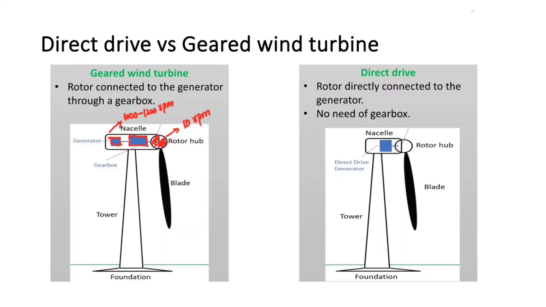On the other hand, in the direct drive wind turbine, the rotor is directly connected to the generator. So here you can see this is the rotor and this is directly connected to the generator. In this type of configuration, you do not need a gearbox.